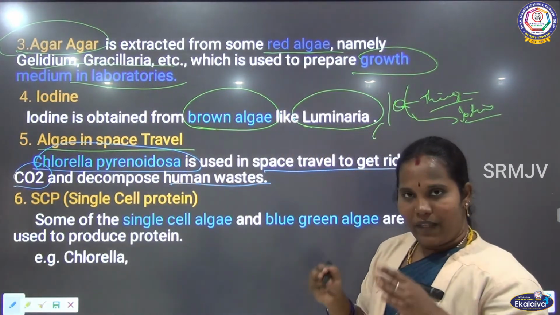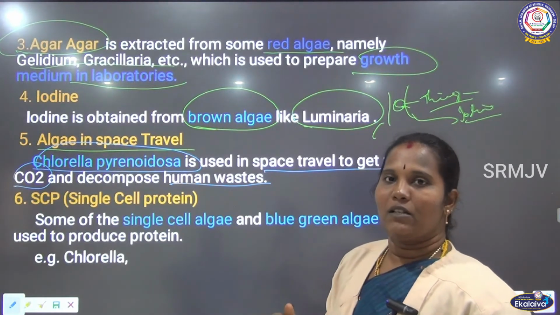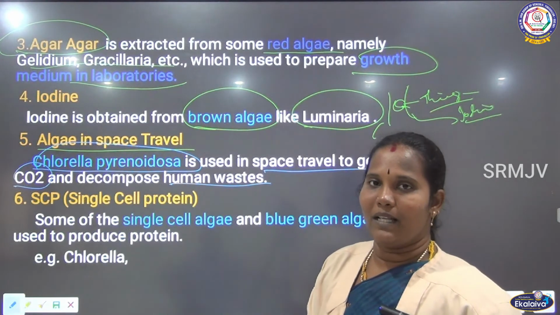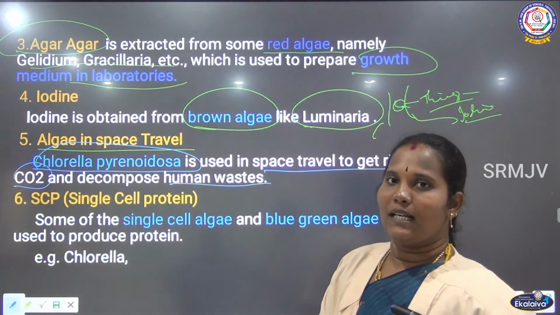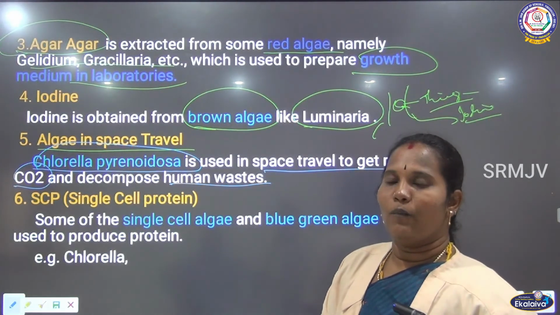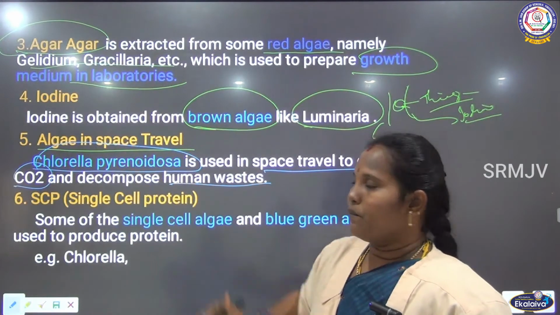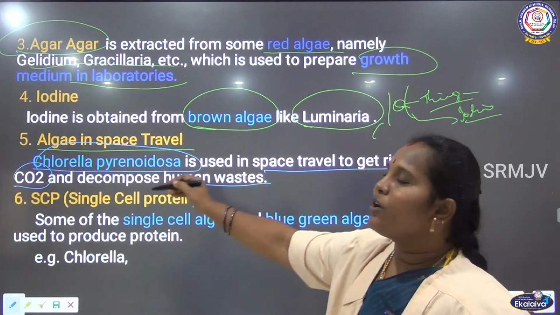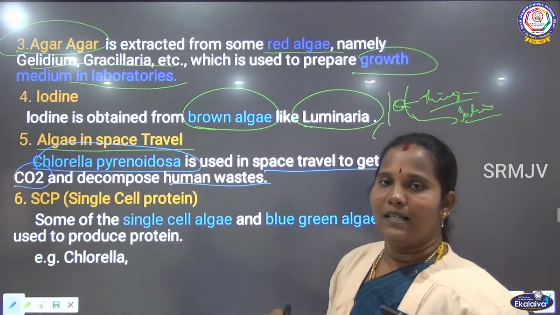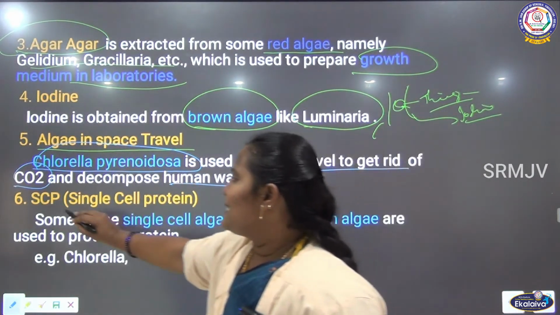See, if they are traveling, they cannot get rid of the wastes. For example, we are excreting many things. Carbon dioxide is one of the wastes, and then the human wastes, urine, motion, like that. This is gotten rid of using this algae. What algae? Chlorella pyrenoidosa. It is used to get rid of the wastes in space traveling. Clear? Next one is the SCP.